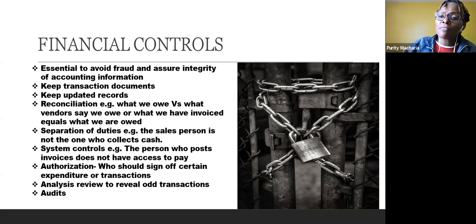Or maybe the vendor is saying, pay me 60,000. But as far as you know, the goods that came to you were for 40,000. Why are we having a discrepancy between us? Then the vendor might say, I sent goods for this, or I didn't send goods for this. That kind of reconciliation is what helps you to know whether things are getting lost in the process.